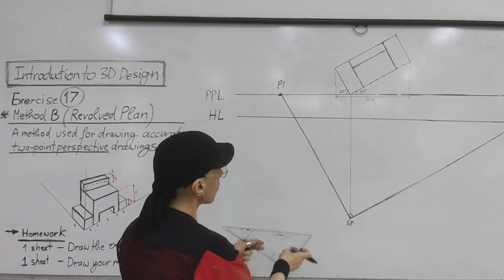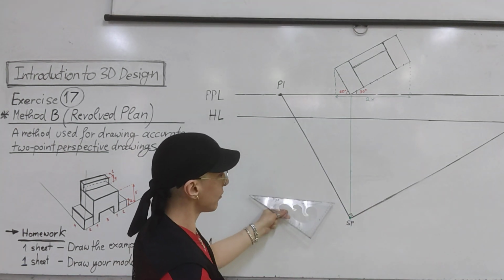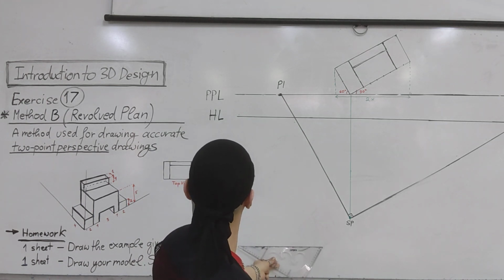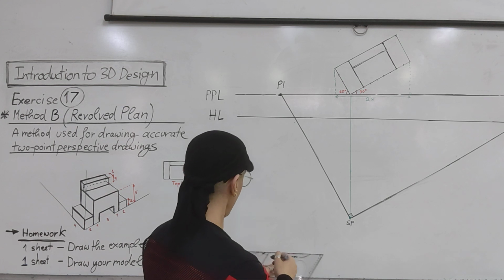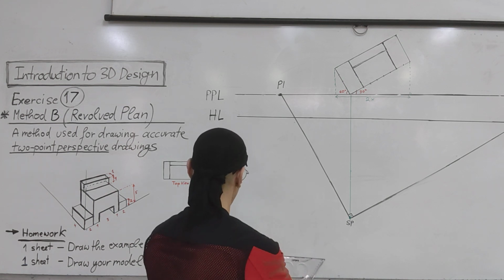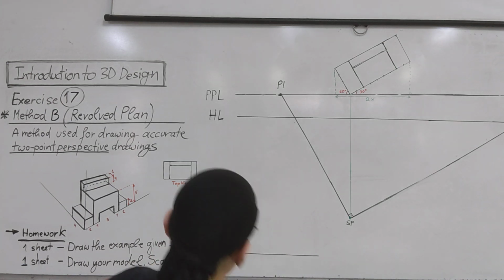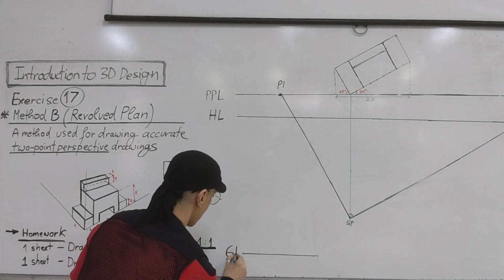Now let's put the ground line where? We can put it anywhere in this location. Let's put it here, for example. Okay. We have enough space here. Ground line.